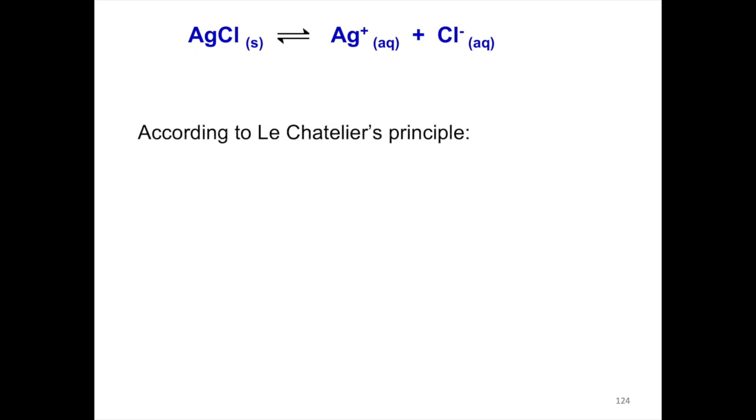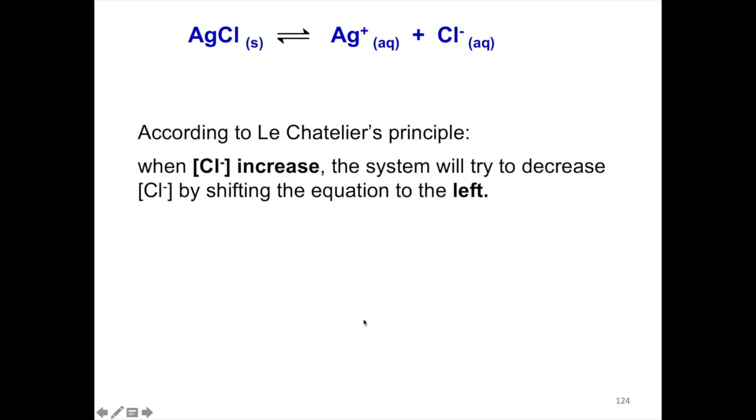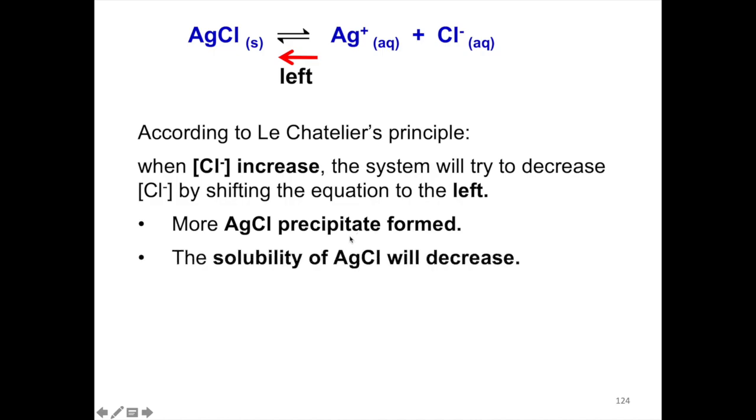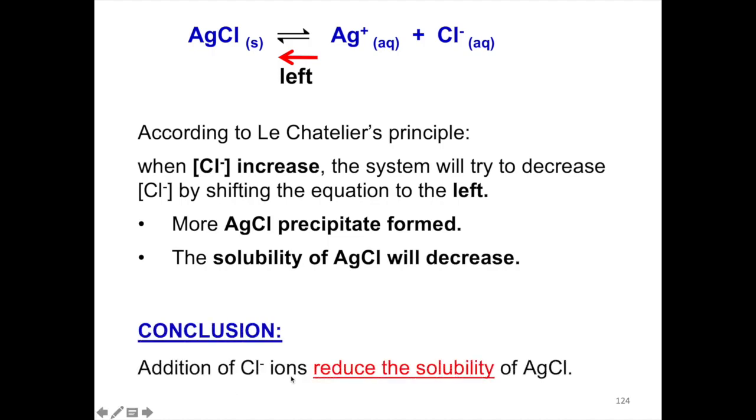And according to Le Chatelier's principle, when the concentration of chloride ion increases, the system will try to decrease the concentration of chloride ion by shifting the equation to the left. Since the equation shifts to the left, more AgCl precipitate forms and the solubility of AgCl will decrease, so it will become less soluble. So the conclusion here: addition of Cl- ions reduces the solubility of AgCl. This is the effect of the common ion. It will make the salt less soluble.